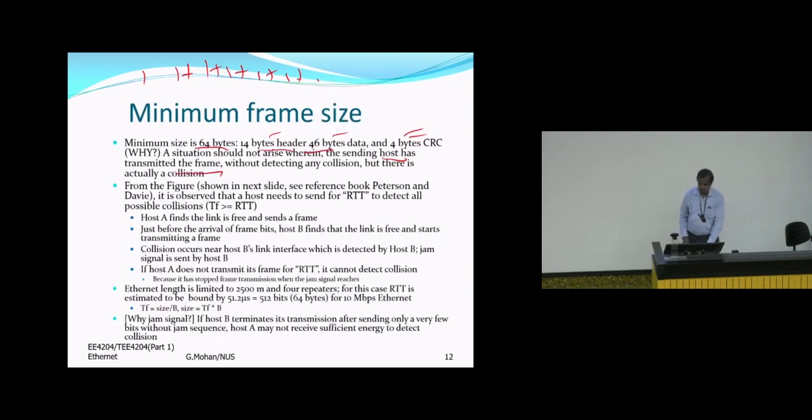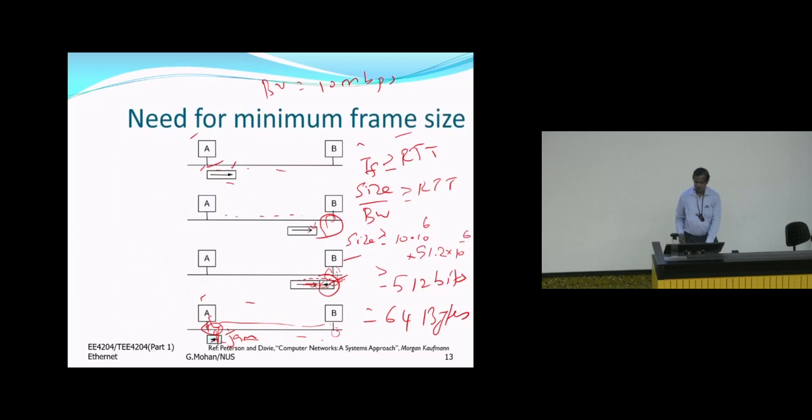So that's what is written here. If B terminates its transmission after sending only a few bits without the jam signal, host A may not receive sufficient energy to detect the collision. That means B is throwing away some stones. B should have a sufficient number of stones, only then can it hit and can it hear the sound. Any doubt?